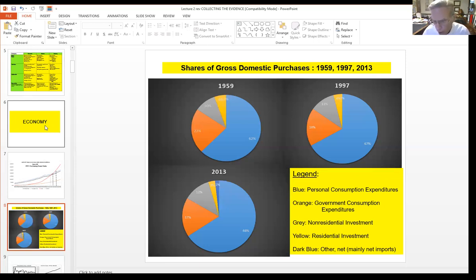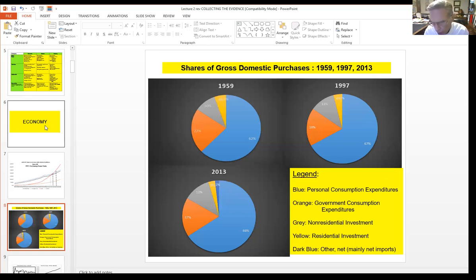Now, the gray section of this chart, or these charts, represents investment in structures and capital spending other than residential, other than homes. And you can see that it stayed pretty much in the same category. It moves from 10% in '59 to 12% in 2013. So it's another important sector, but not as large as those other two.